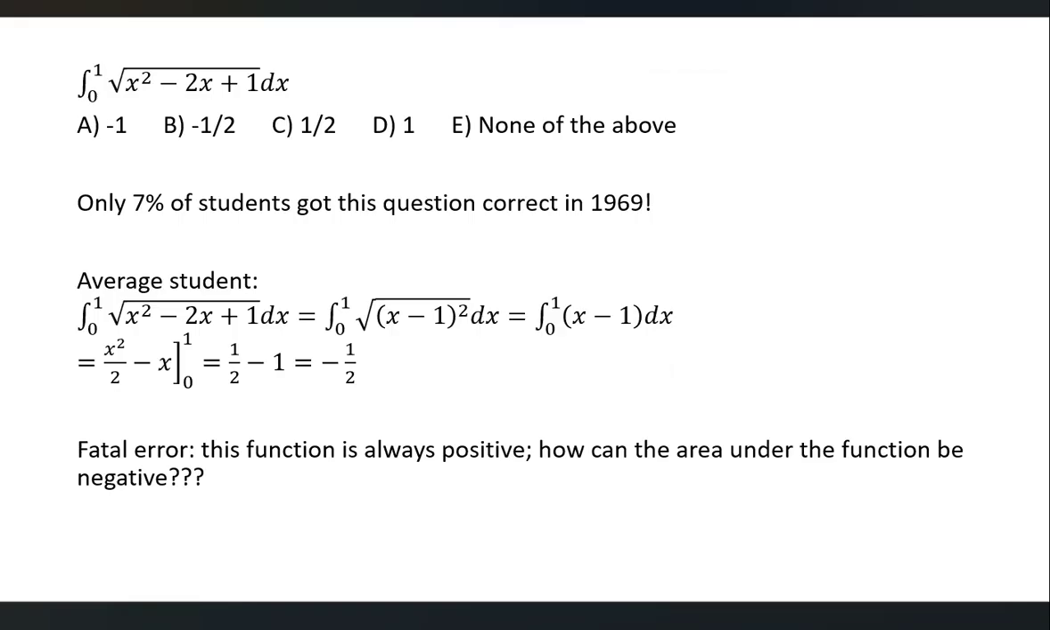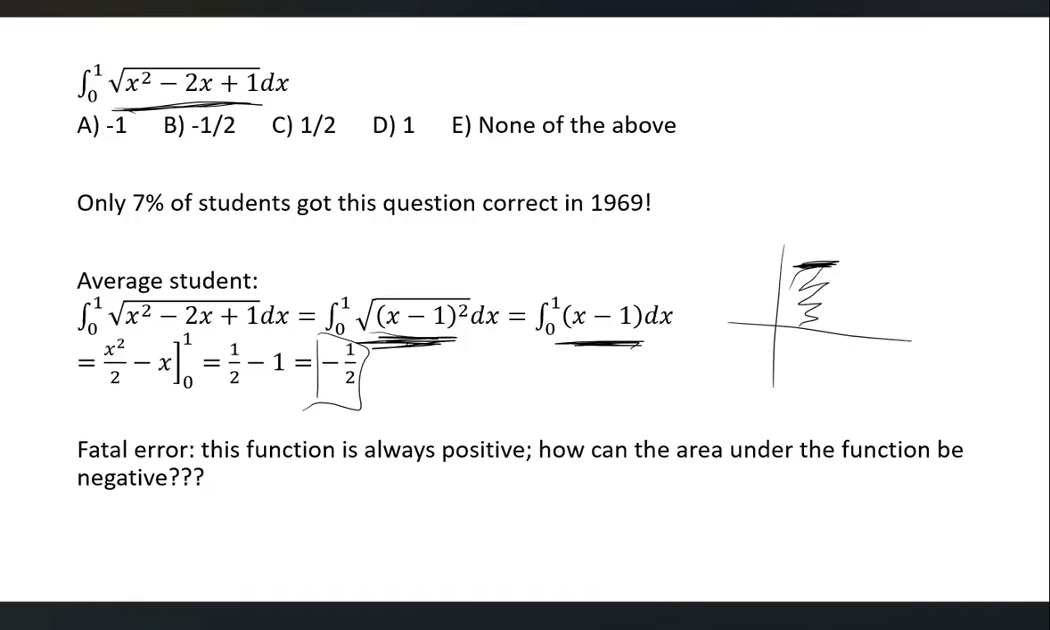They realize that the inside of the radical can be factored. Good. And then they simply took the square root and wrote it as x minus 1 dx. Then they evaluate using the fundamental theorem of calculus, and they get minus half. So they pick choice B. Here's the fatal error. This is always positive. The output of a square root must always be positive. So between 0 and 1, it's going to be somewhere up here above the x-axis. Shouldn't the area under that curve, which is the integral, be positive then? Why did you submit a negative answer?